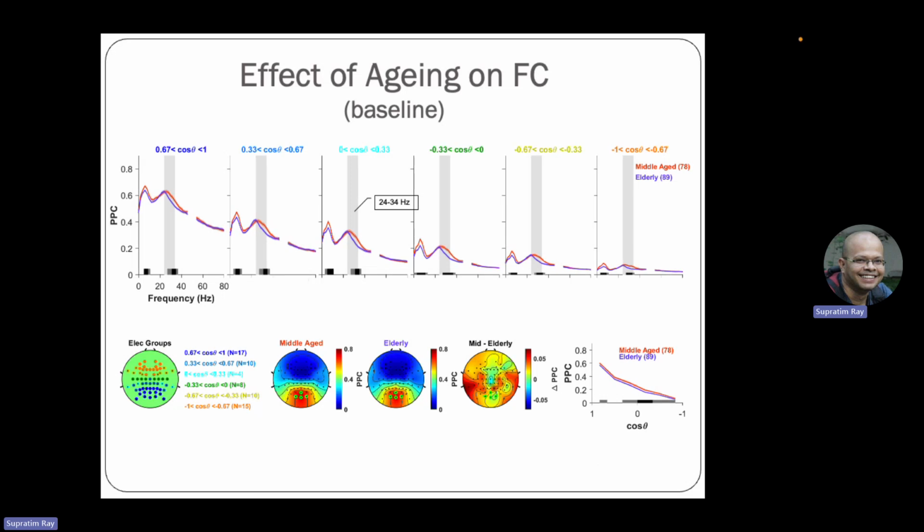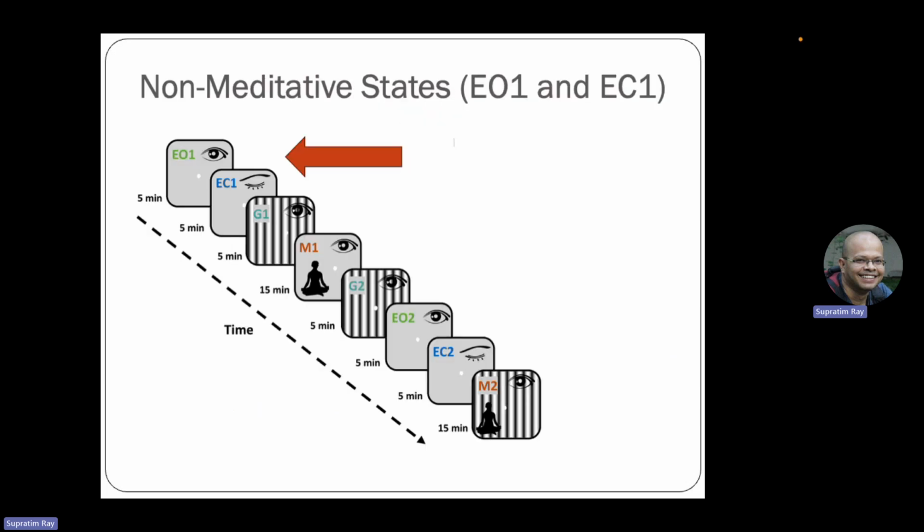Surprisingly, we see this even during baseline where we didn't expect a bump in the gamma range, but it turns out this bump is always there, whether you have a stimulus or not. Now comes the question, what happens during meditation? That's the real question. So let's look at EC1. Now, what do you expect? Meditators, more connectivity or less connectivity?